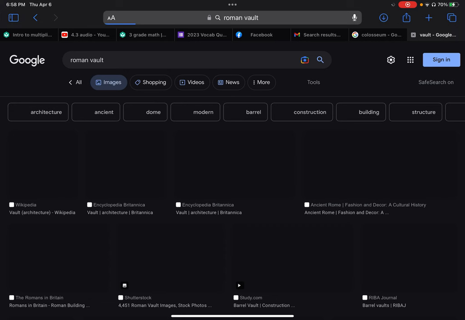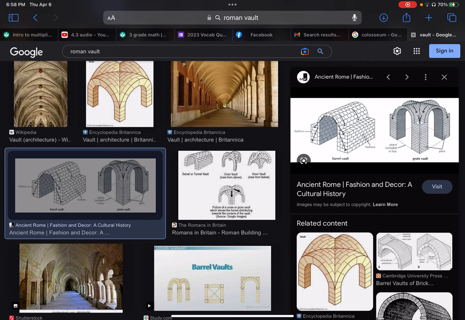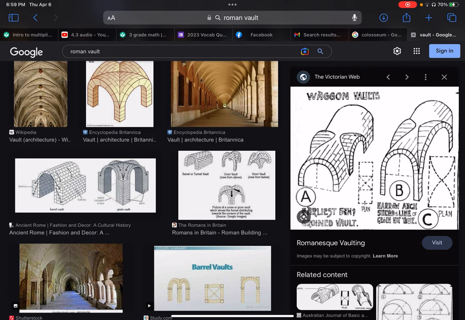This is what a vault looks like. So you see how they extend the arch, and then they extend this arch on the left side, and then they extend this. So they have a space. These arches make up a space now. They literally make up a space. This is called a vault. That's a vault. It's pretty much an arch that is elongated. Let's keep going.